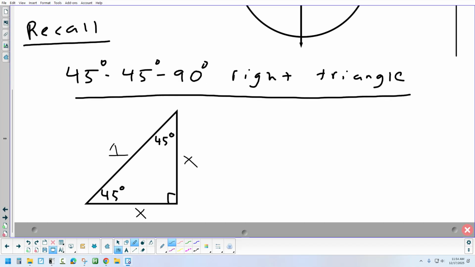How would you set up the Pythagorean theorem for this problem using information in that triangle? 1 squared, which I know is 1, equals x squared plus x squared, which comes out to 2x squared. And now our goal is to get x by itself. What's the next step? Divide by 2.